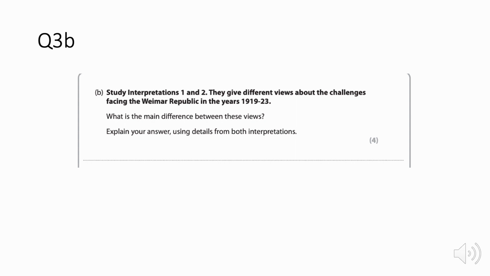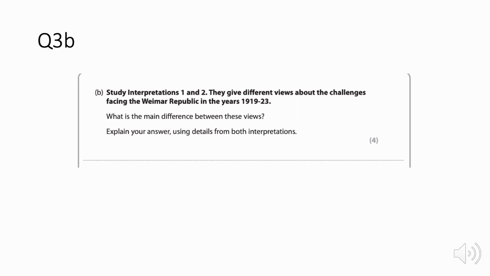Okay, 3B, and this is where it deviates from other papers. So you'll be given two historians' interpretations, so interpretations 1 and 2. I don't think I've put those on the slides. I might be able to link them down below. If not, you can always pull up the past paper online and find them. Essentially, you'll be given two interpretations, and it will say they give different views about the challenges facing the Weimar Republic in the years 1919 to 1923. It'll say what's the main difference.